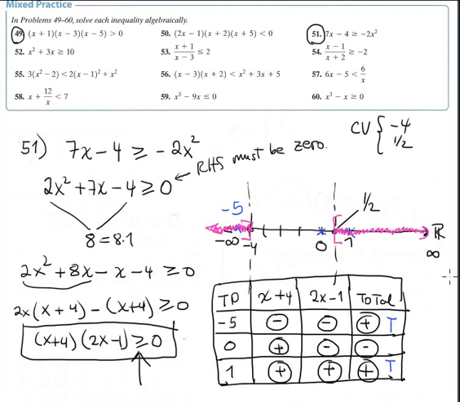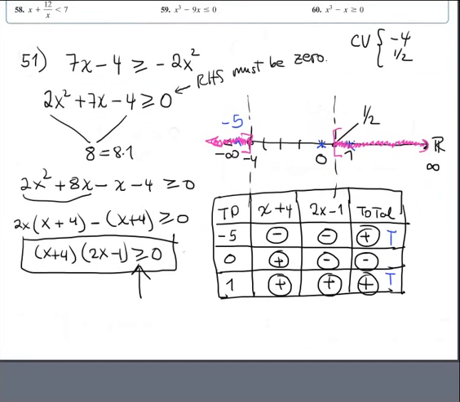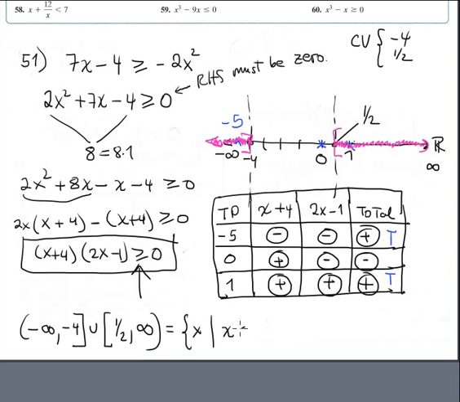And the answer is from negative infinity, comma, negative 4, bracket, union, bracket, 1/2, comma, infinity. Okay, it's equivalent to say all real numbers such that x is less than or equal to negative 4 or x is greater than or equal to 1/2. Okay, 49.